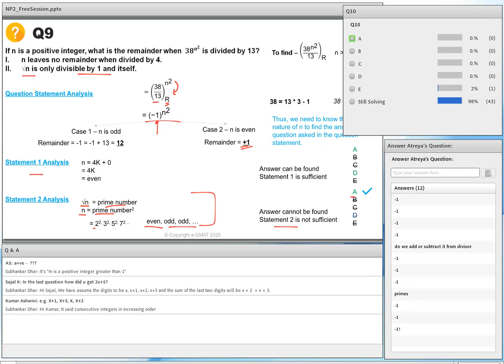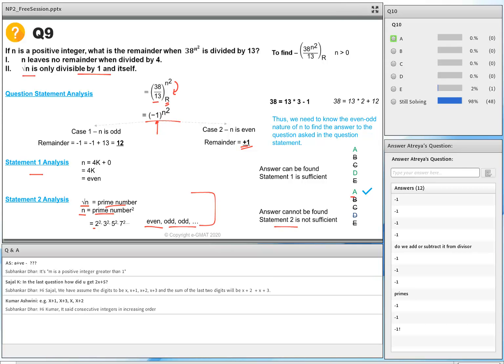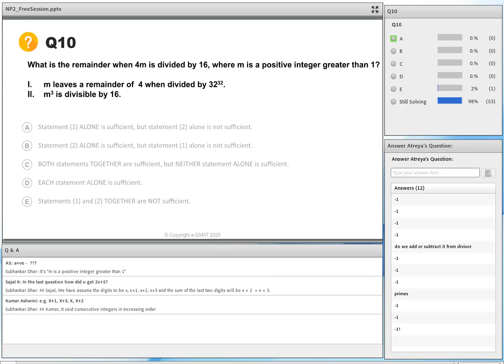Okay, I have 43. Let's go to 50. Need 7 more people to mark still solving. I am at 45, 47. 3 more. Quickly, guys, quickly. Let's go to question number 10. All right, 2 more, 1 more. Thanks a lot. All right, let's move on to the 10th question.